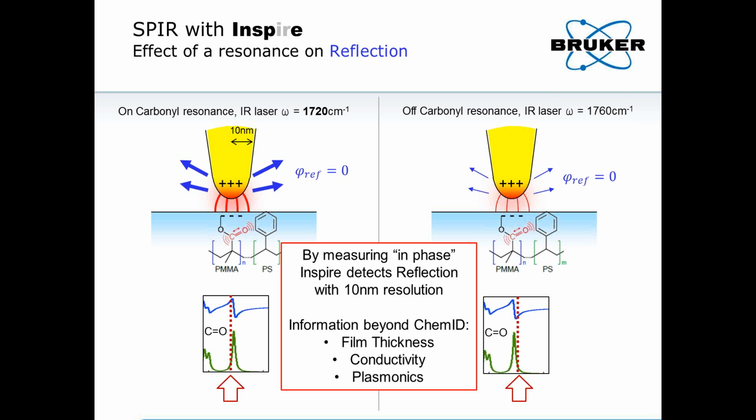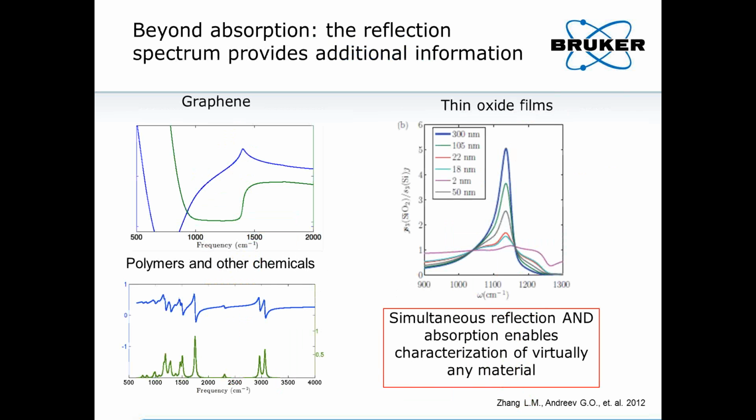So if the plasmon wavelength is larger than 10 nanometers, it's possible to launch these plasmons in certain materials, such as graphene. Next, I would like to show you some examples of SPIR spectra, just to showcase the dual capability of reflection and absorption.